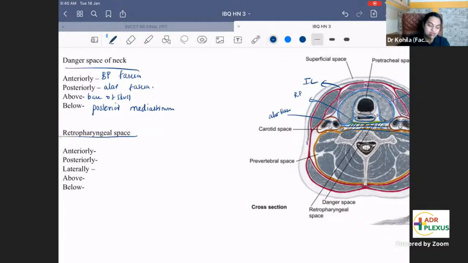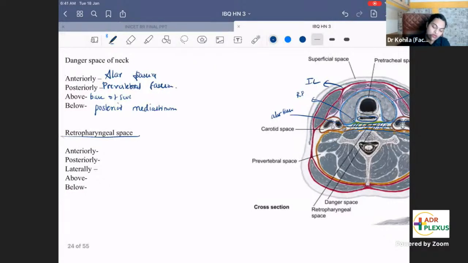The retropharyngeal space, guys, I'm sorry. The danger space of neck is bounded anteriorly by the alar fascia, posteriorly by the prevertebral fascia. Now write it, okay? Above base of skull, below posterior mediastinum. Talking about the retropharyngeal space, anteriorly bounded by buccopharyngeal fascia, posteriorly alar fascia.